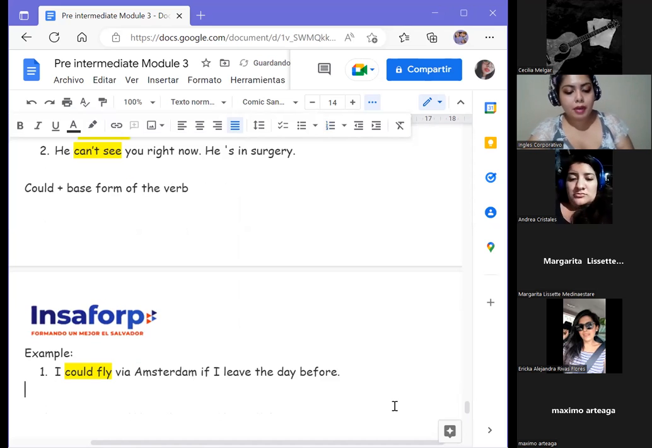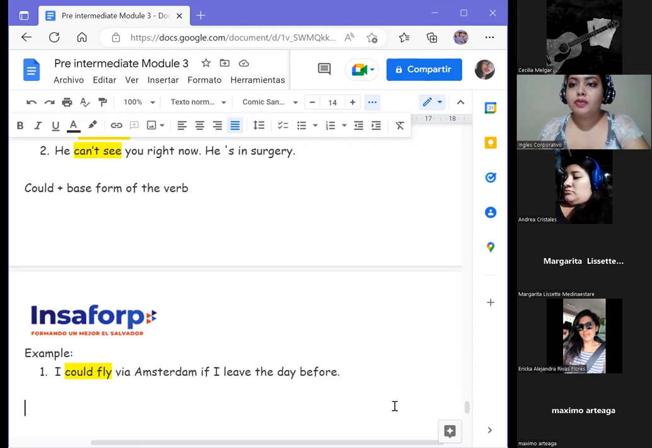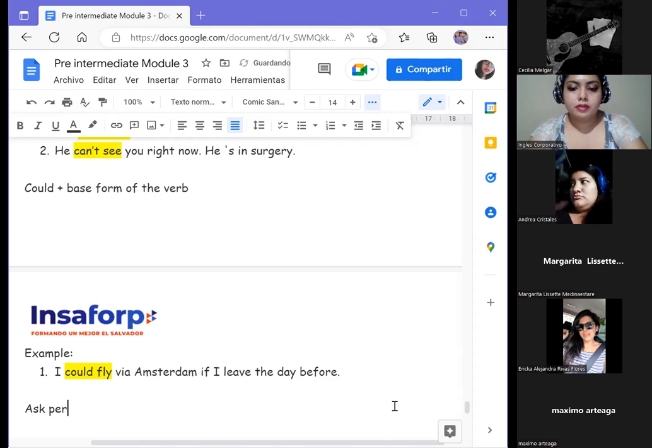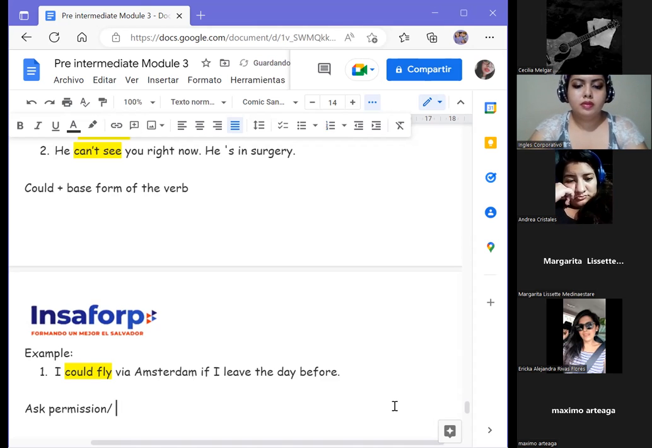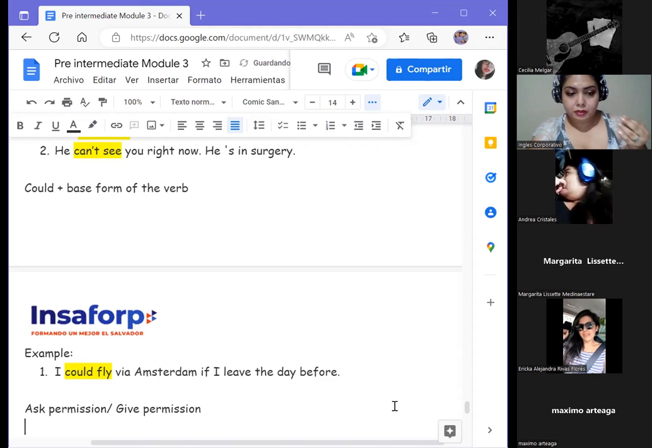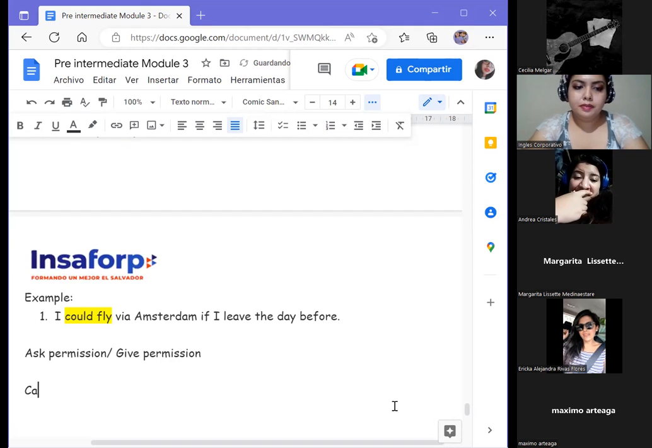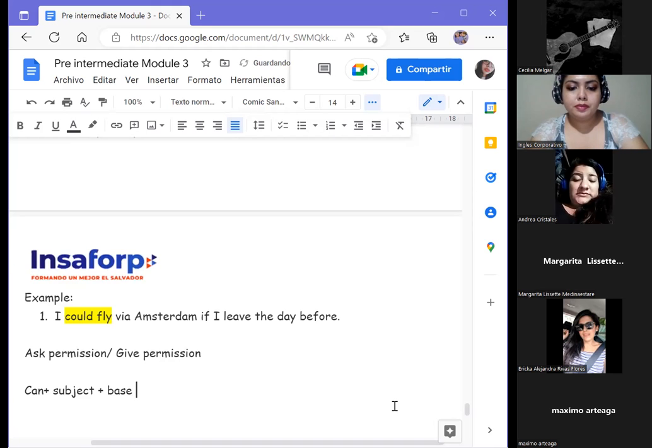So in that case, we are talking about impossibility. Now, for asking permission and giving permission, we are going to use also this modal verb to give permission to do something or to ask for permission. So we're going to use can plus subject plus base form of the verb. And in this case, this kind of asking permission or giving permission are informal.